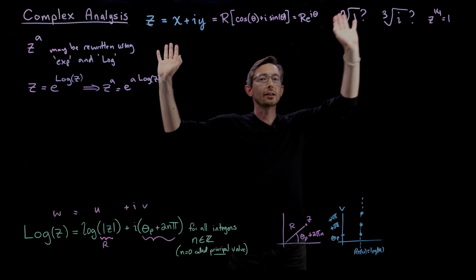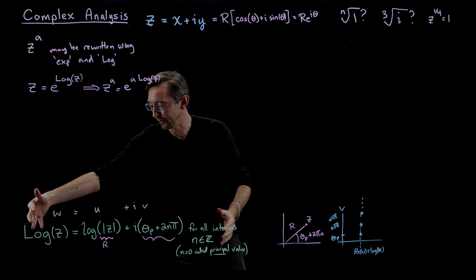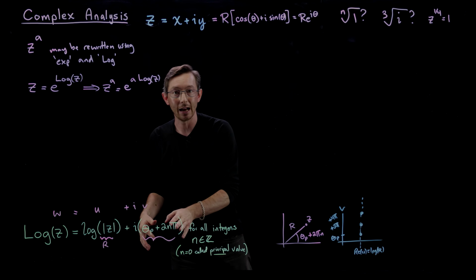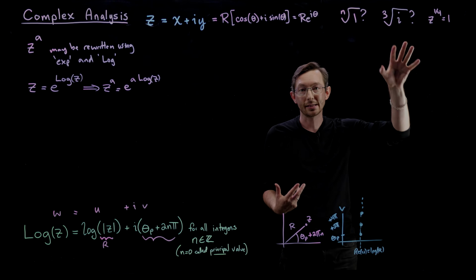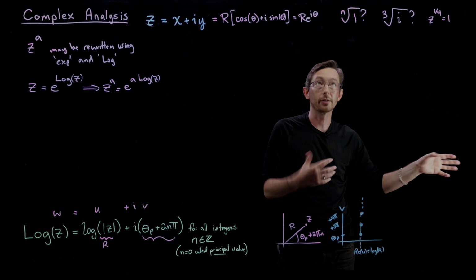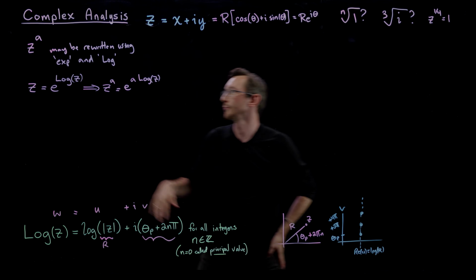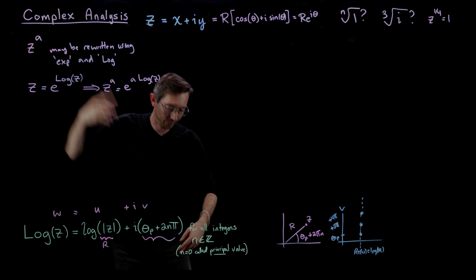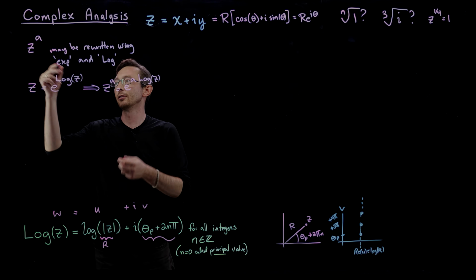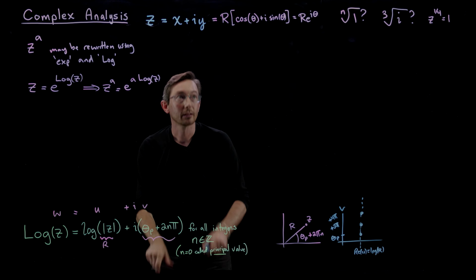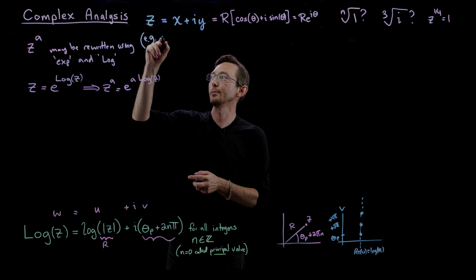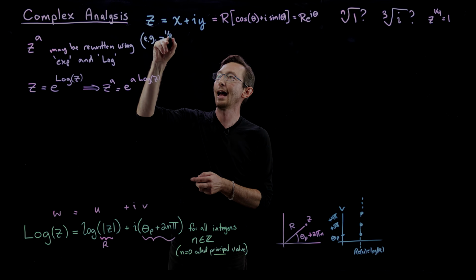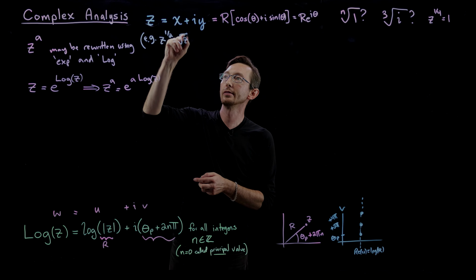Good. So we're going to use that property that this is infinite valued, that this is true for any integer n, to define what is the cube root of z, what is the square root of z, the fourth root, and so on and so forth, the nth root of z. So for example, z to the 1/2 is the square root of z.